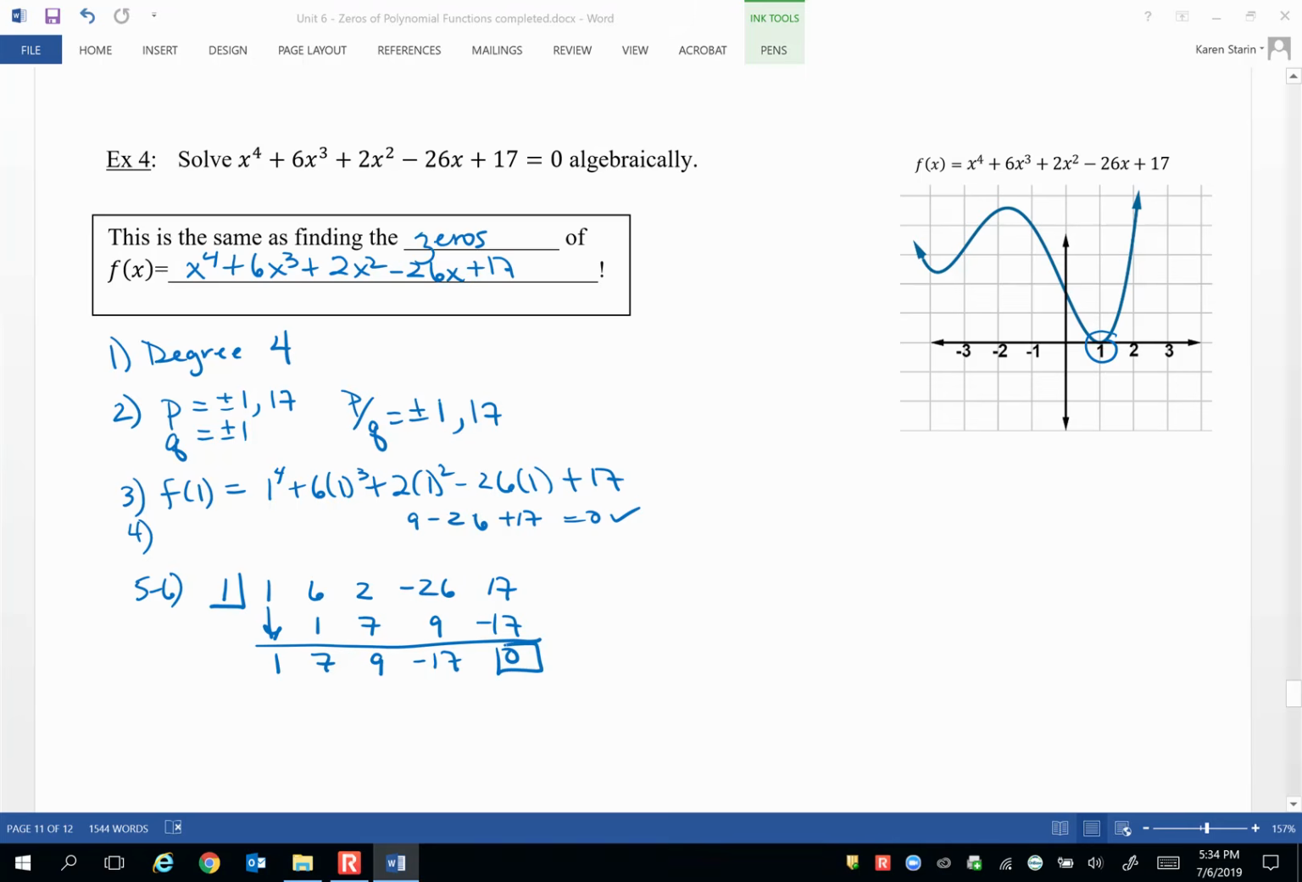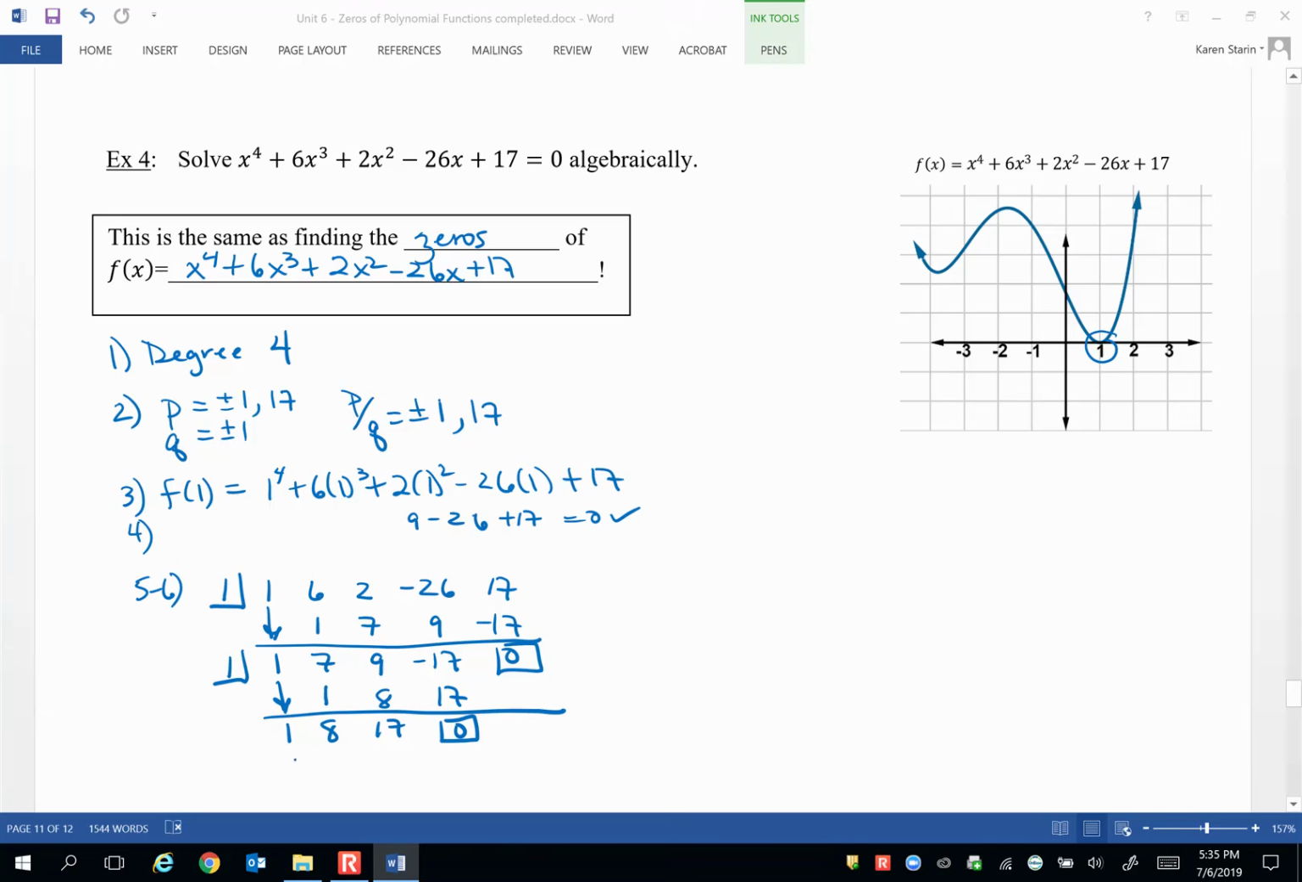Now I don't always write this again. I'll just start here and I'll box another 1 right here. Remember, if I were to write this depressed polynomial, it would be x cubed plus 7x squared plus 9x minus 17. But I know I have at least one more real 0 of 1 because it touches the graph at 1, so I have to at least have the first even number there is, 2 times. So I'm just going to bring down the leading coefficient here and then multiply and add. So I have a 0 again.